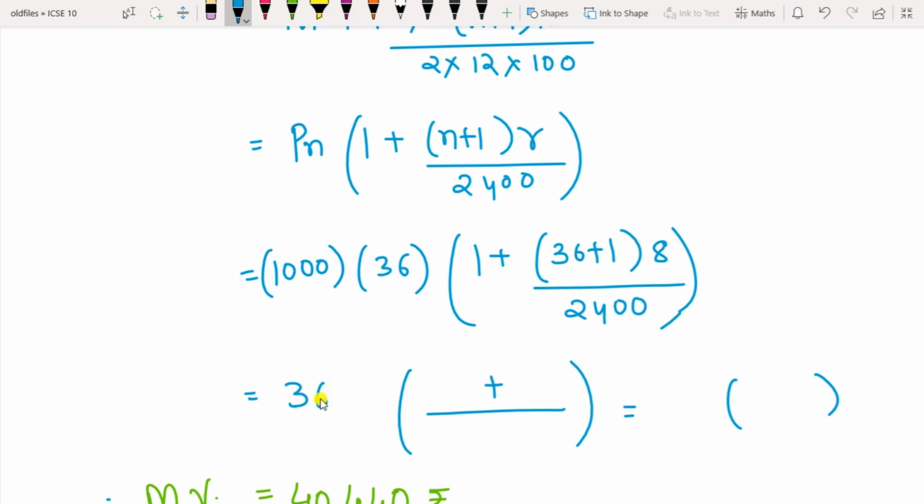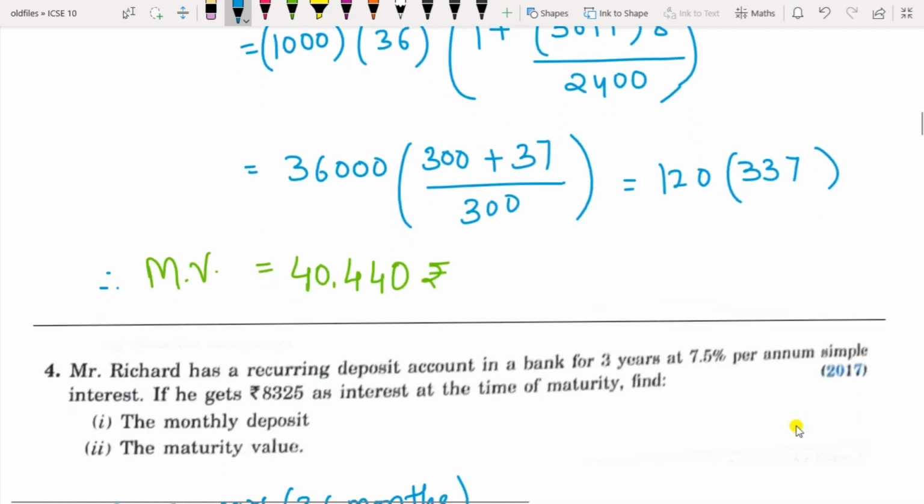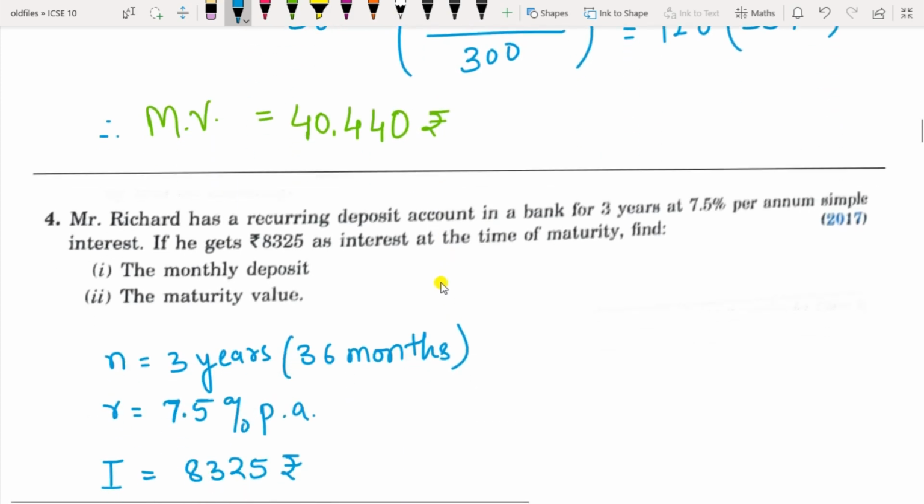So this will become 36,000, and if you do the cancellation, you will get 1 plus 37 upon 300, and also you have to take the LCM. So this will now be 120 into 337. So you get the maturity value as 40,440 rupees. Okay, so this is the way to solve.